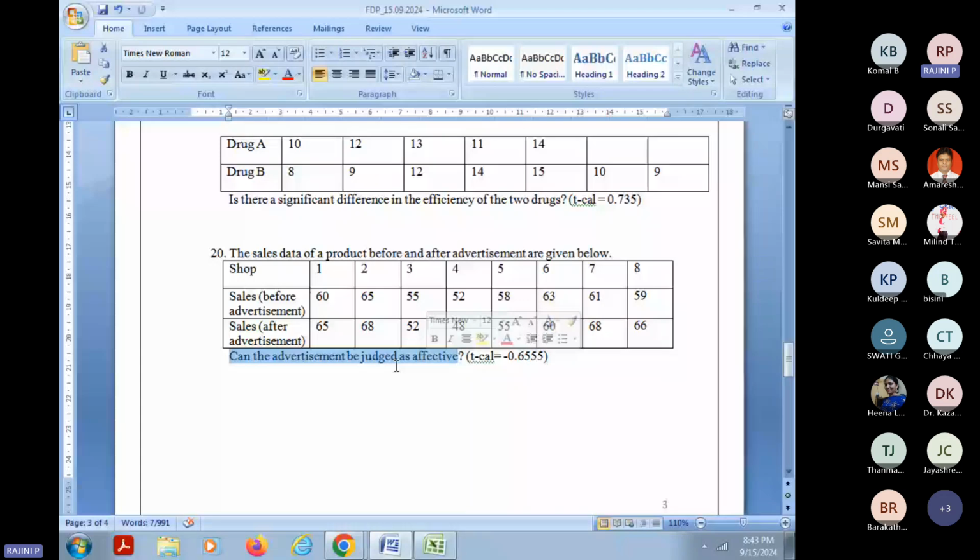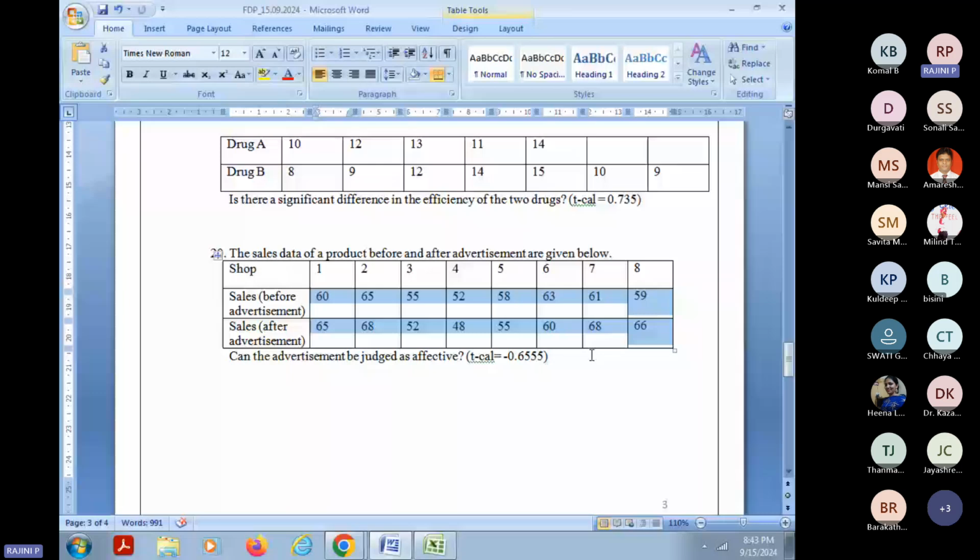So for that, what have they taken? They have taken 8 shops in a particular community. From those shops only, you collected the sales of an item before the advertisement, and the sales of the item after the advertisement. So before and after, and that is taken from the same shops, then we can apply the paired t-test.